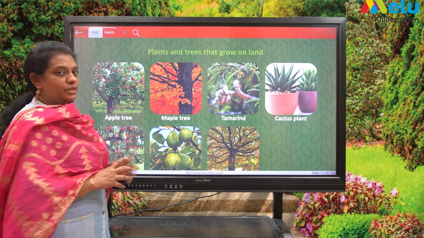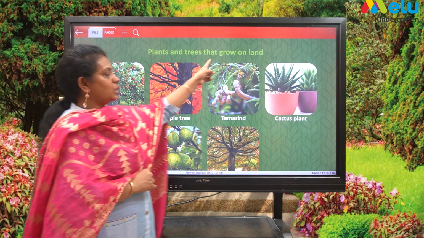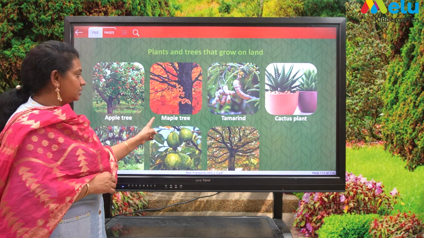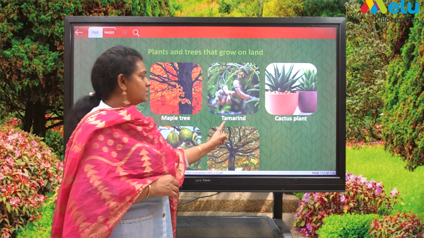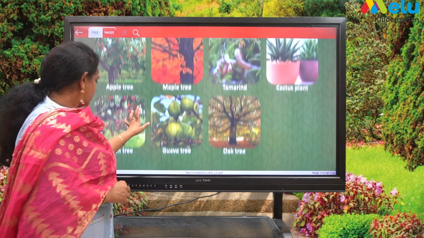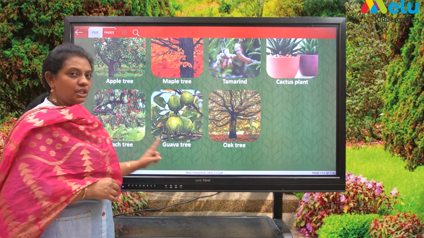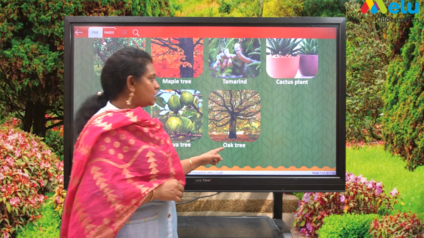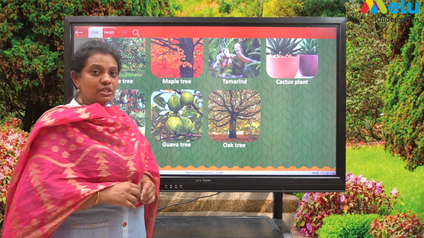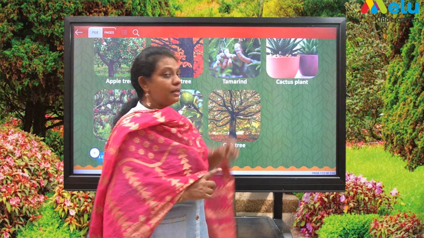All these are examples for the plants that grow under the ground. Now the examples for plants and trees that grow on land. Apple tree, maple tree, tamarind, cactus, peach tree, guava tree and oak tree. These are all trees, examples for trees, and cactus is a plant.